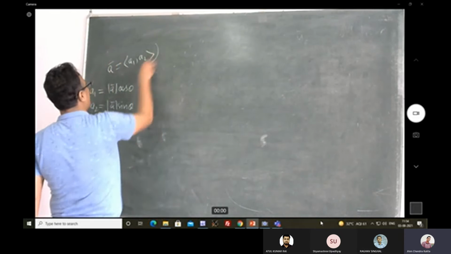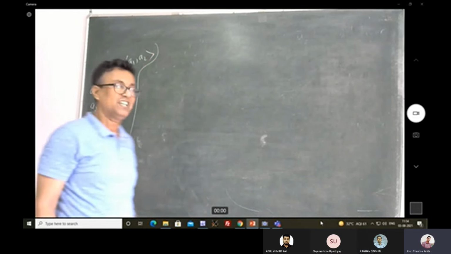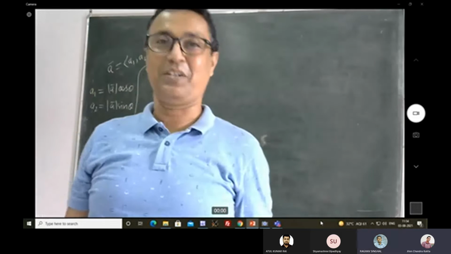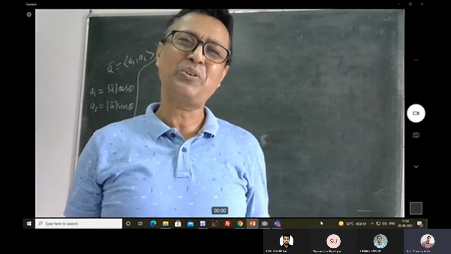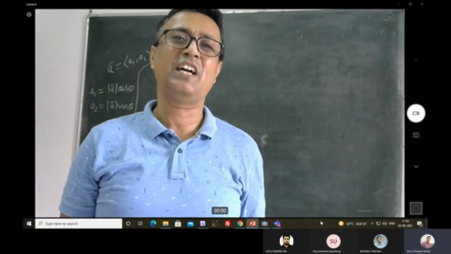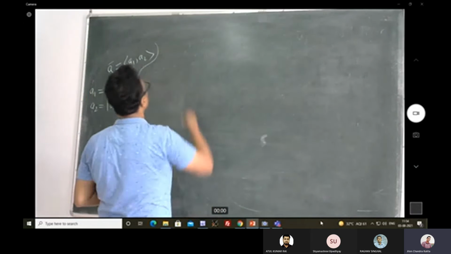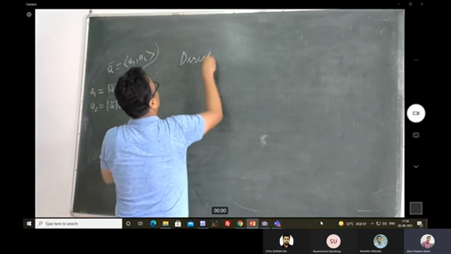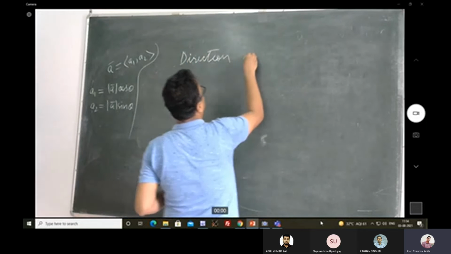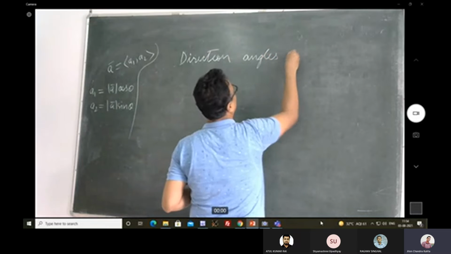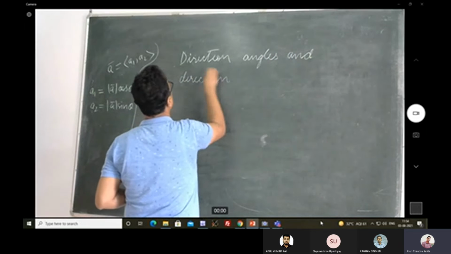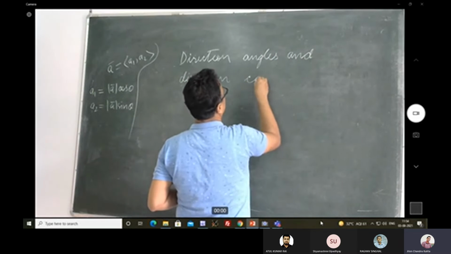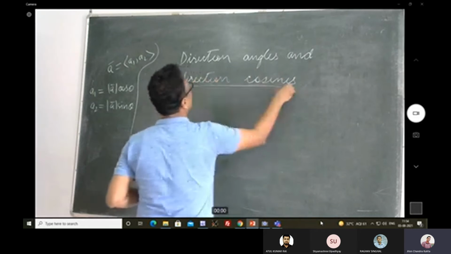So now the thing is, can we extend the ideas, or expand the ideas, to 3D? How are you going to do this? Is it going to involve both cos theta and sine theta, or is it going to be something different? So that brings me to the concept of direction angles and direction cosines.